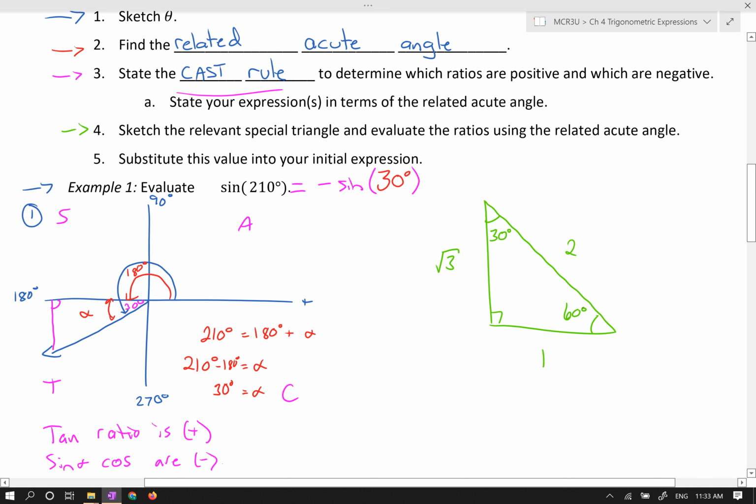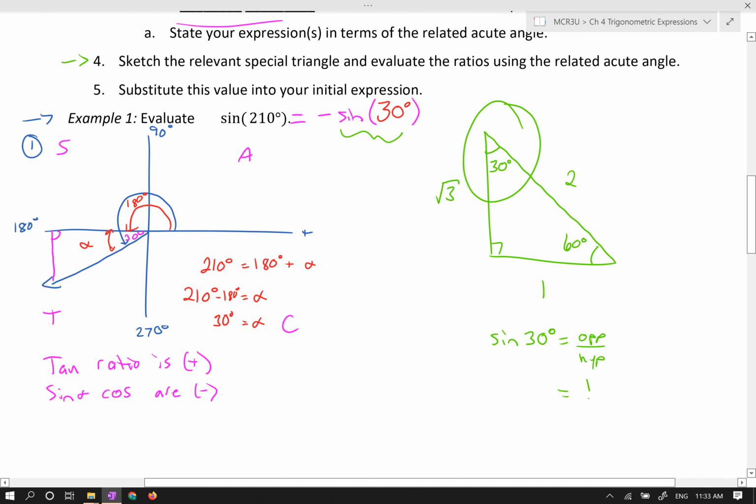Good, so our special triangle should look something like this. I'm working with 30 degrees, and what I'm trying to evaluate is the sine of 30 degrees. The sine of 30 degrees is going to be equal to my opposite side divided by my hypotenuse. The opposite of 30 degrees is 1, my hypotenuse is 2, so the sine of 30 degrees is 1 over 2.